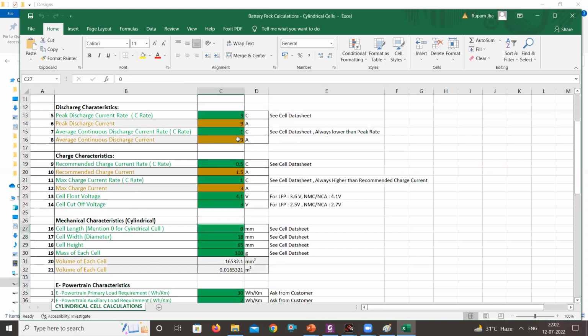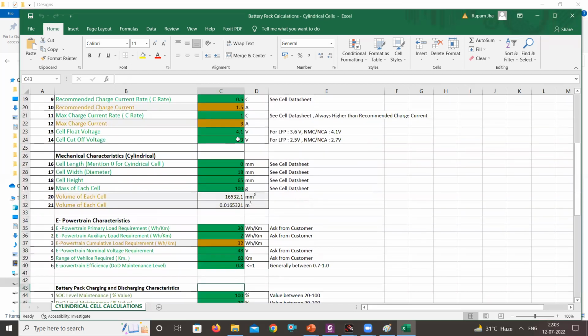Thereafter, the mechanical characteristics like the length, width, height of the cell, what is the mass of the cell, all these things that you need to feed in. Thereafter, respective to the application, what is the primary requirement of the load, that is per kilometer watt hour requirement, what is the power requirement per kilometer for the auxiliary load, what is the application voltage requirement, how many kilometers the vehicle needs to run, what is the range of the vehicle that is expected, what is the efficiency, that will always be lesser than 1, 0.9 is the maximum that is generally considered.